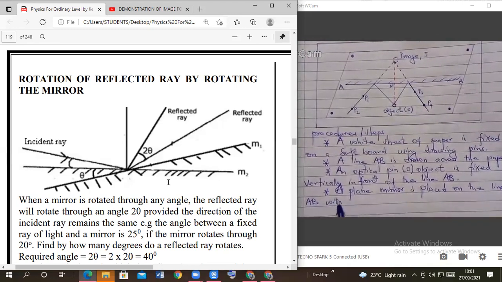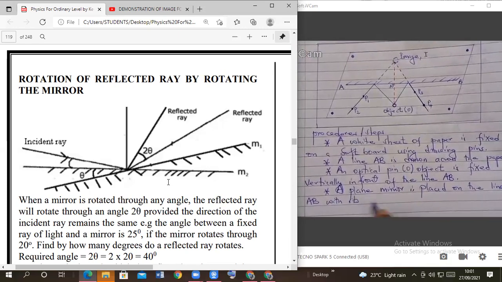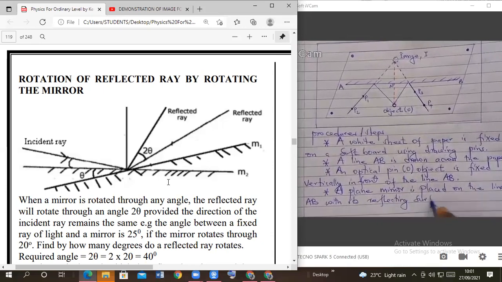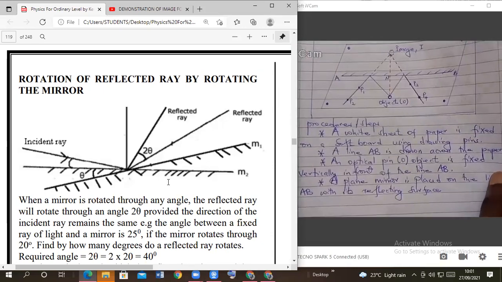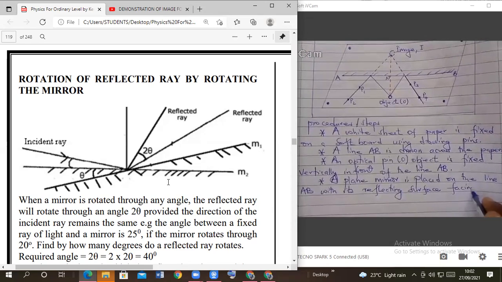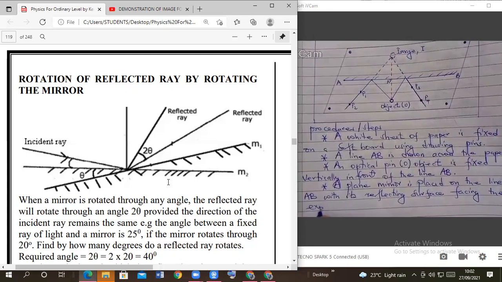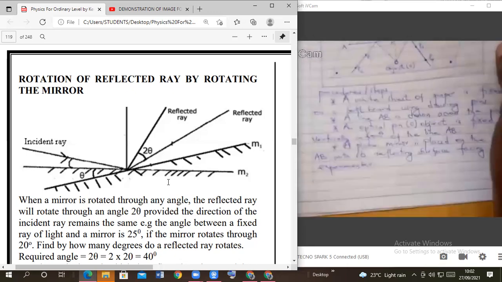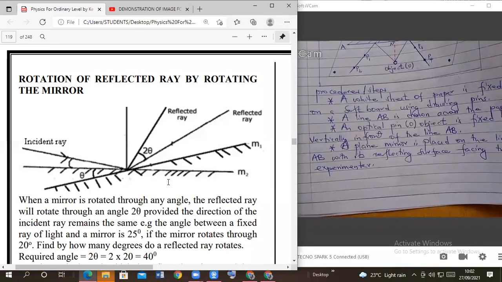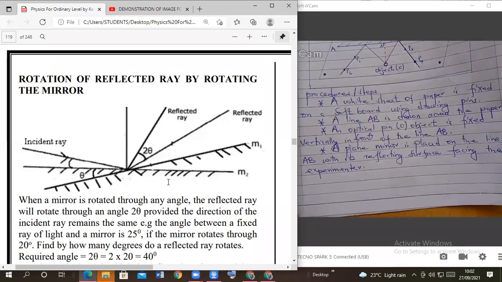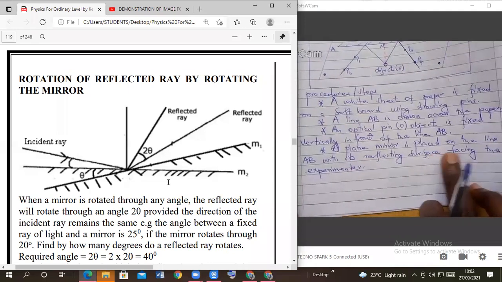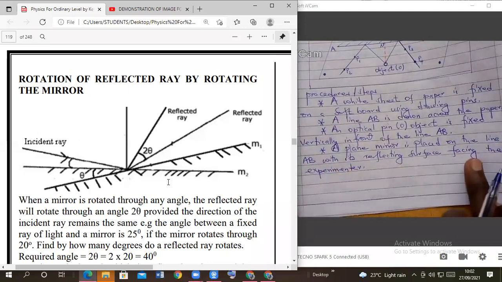with its reflecting surface facing what, members? Must be facing the experimenter, not so? A plane mirror is placed on the line AB with its reflecting surface facing the object, the experimenter.